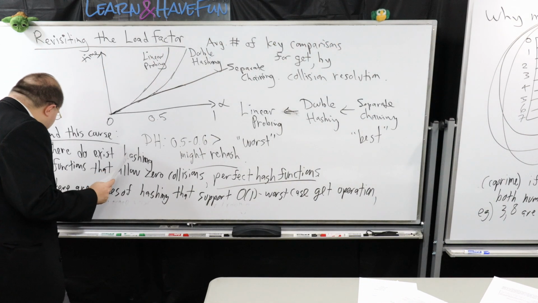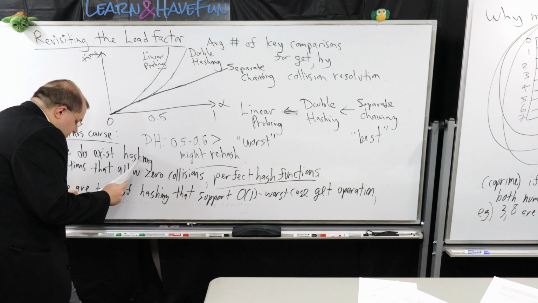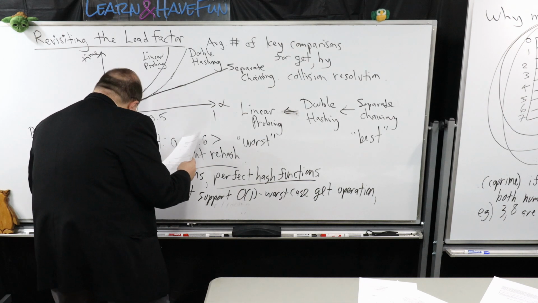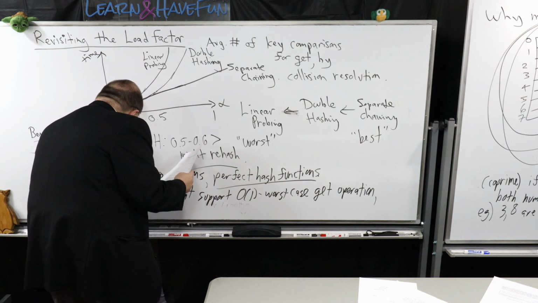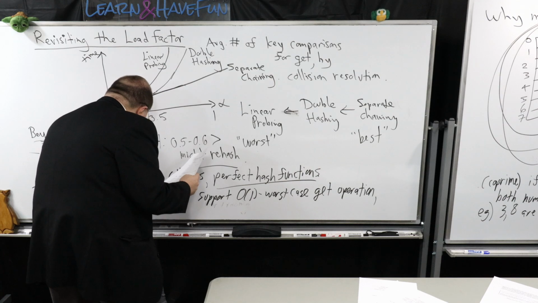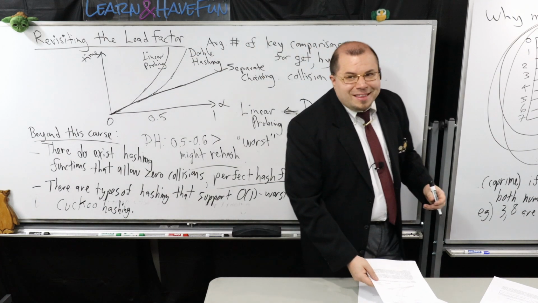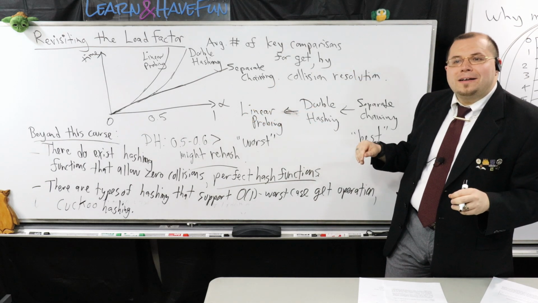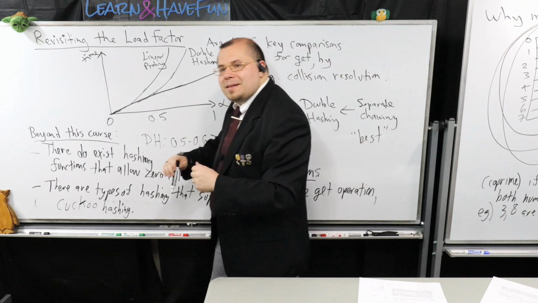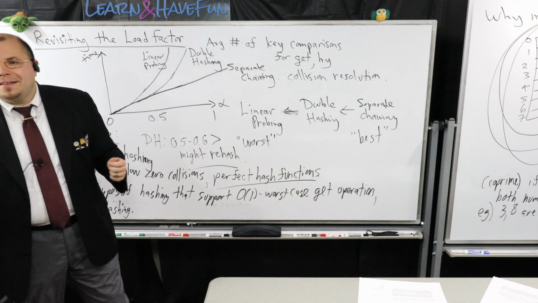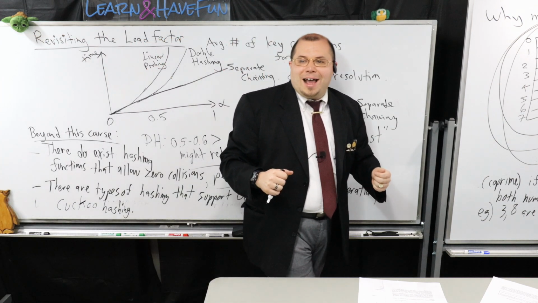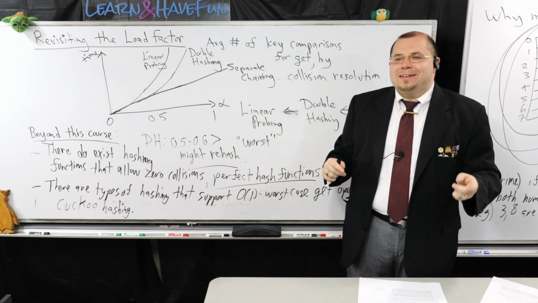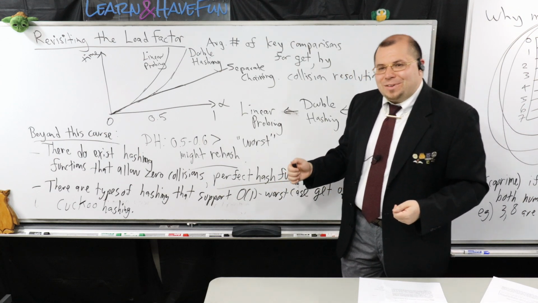One example of this is something called cuckoo hashing. It's called cuckoo hashing. You might guess what that's about. So how many of you have ever heard of the cuckoo bird before? I'm talking about an actual bird. So it's called the cuckoo. Okay, so there are these cuckoo birds.